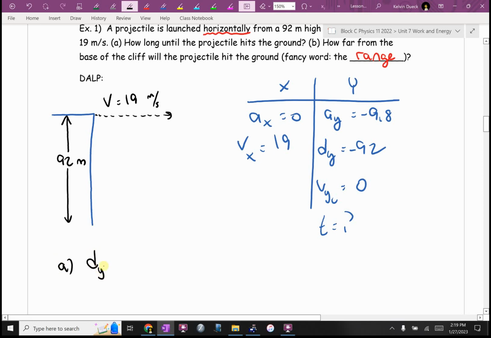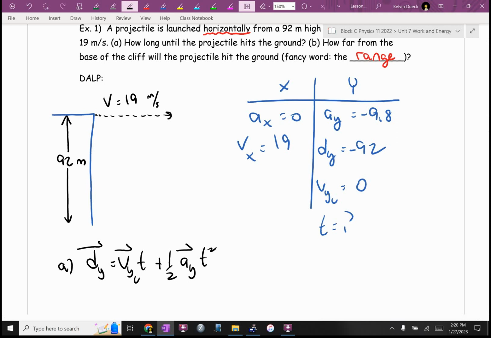I'm going to write dy equals Vy initial T plus 1/2 AY T squared. By far the most common mistake is kids put a horizontal value into a vertical equation or a vertical value into a horizontal equation. You got to be meticulous.